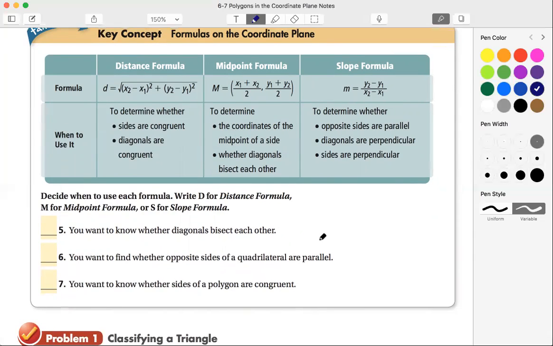If you want to know whether the diagonals bisect each other, I would use the midpoint formula. If I want to know whether or not opposite sides of a quadrilateral are parallel, I would use the slope formula. And if you want to know whether sides of a parallelogram are congruent, I would use the distance formula.